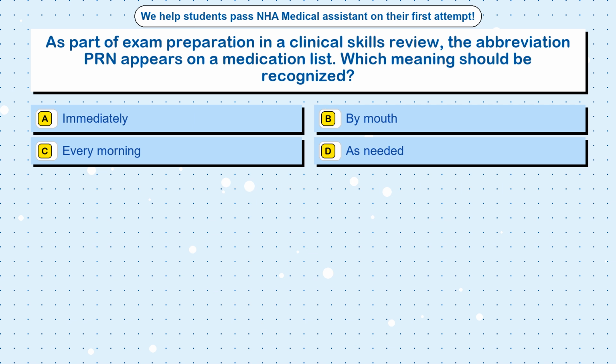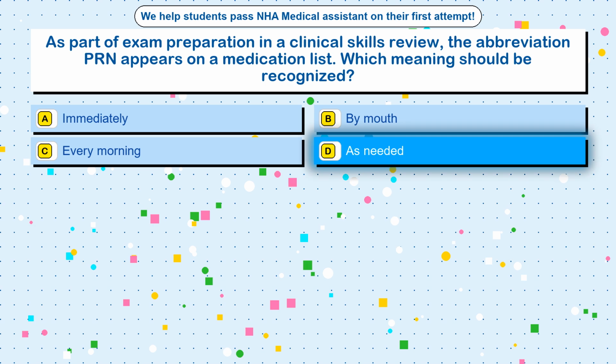Question 87. As part of exam preparation in a clinical skills review, the abbreviation PRN appears on a medication list. Which meaning should be recognized? Option A. Immediately. Option B. By mouth. Option C. Every morning. Option D. As needed. The correct answer is option D.